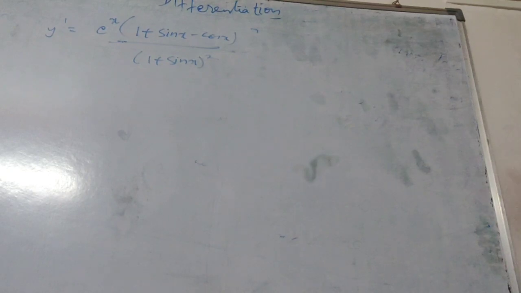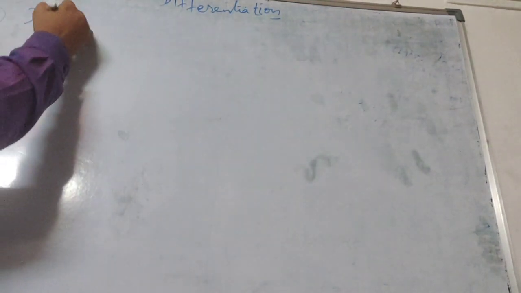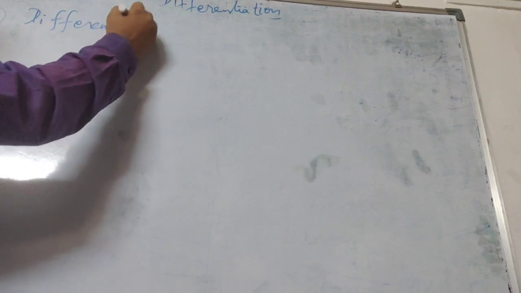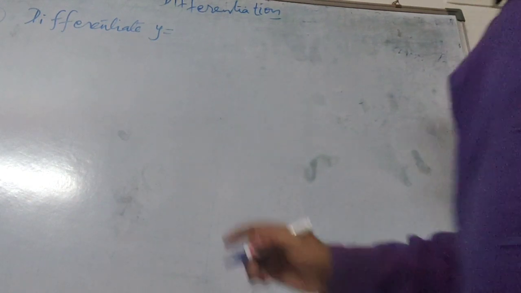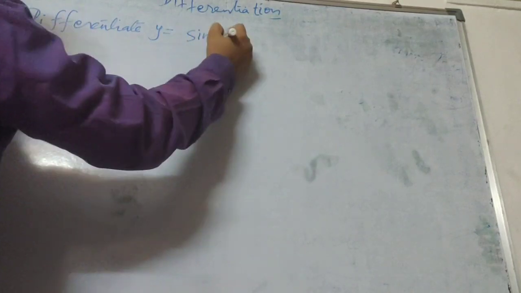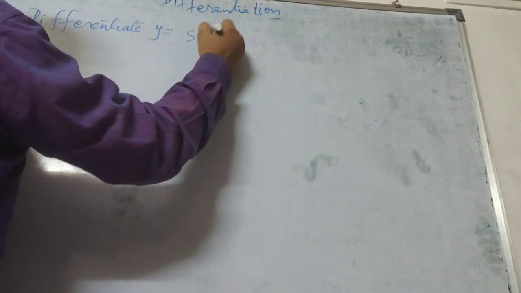Okay, students, we'll go on. Next, we'll consider one more problem. We'll have a combination of functions problem on that. Differentiate y equals sine of x square plus 1.